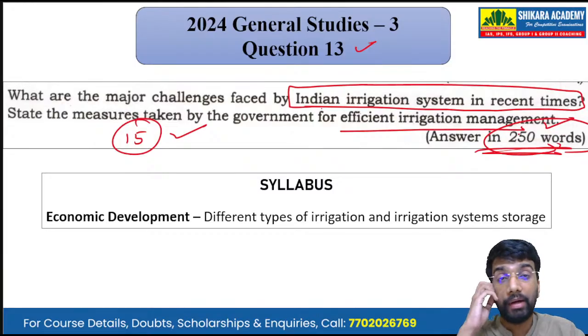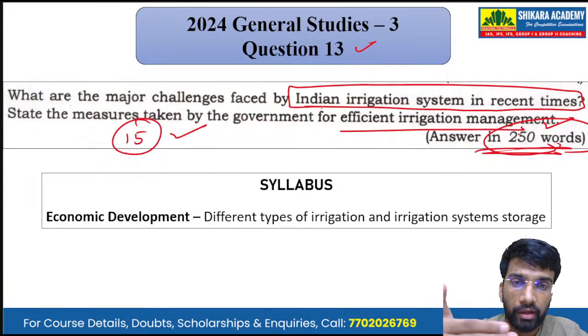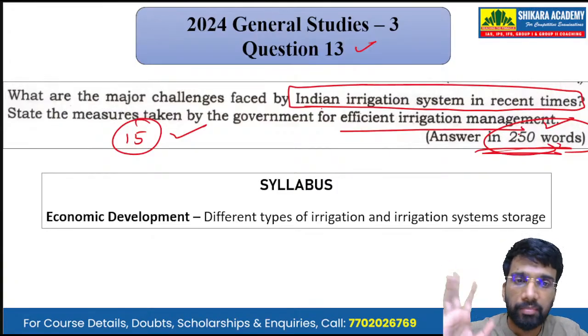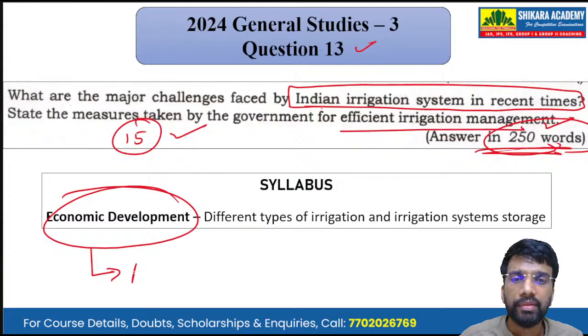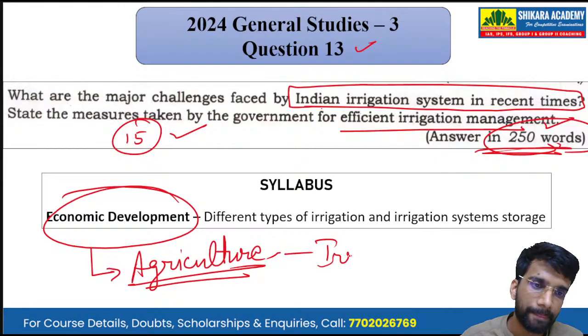Now, this question predominantly is asking us two things. That is, the challenges faced by the Indian irrigation system in recent times, and what government efforts or measures are taken by the government to provide for efficient irrigation management. Mapping it with the syllabus, we can see that it has been asked from the subject of economic and development, mainly from the theme of agriculture, and the topic is irrigation.